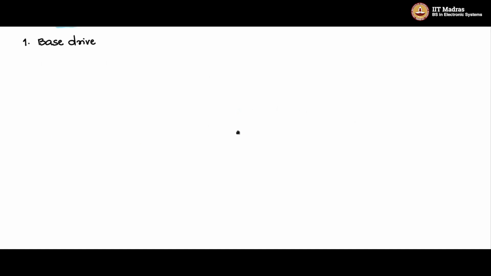So let us now draw our first base drive circuit. This base drive circuit that we are going to draw now will be the basic building block of most base drive circuits, very important and very popular. It is very simple. It consists of this transistor, the BJT, that needs to be switched on and off.